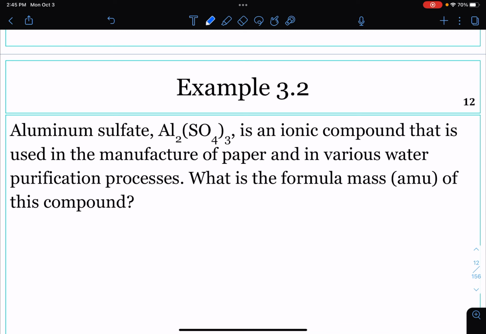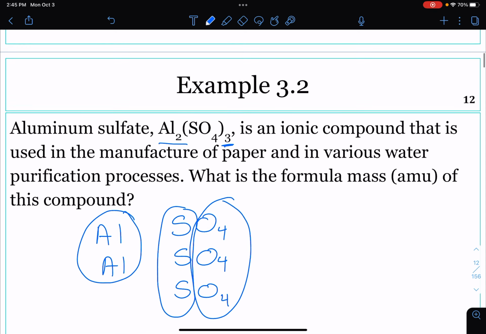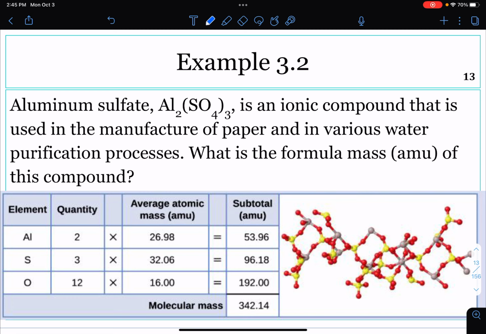This one may have been a little bit tricky because of the parentheses and the subscripts. So let's break this down. In aluminum sulfate, we have 2 aluminum atoms. This 3 applies to everything inside the parentheses. We have sulfate, which is SO4 with a 2- charge, and we have 3 of them. So that means we're going to add up the mass of 2 aluminums, and then 3 sulfurs, and then 12 oxygens. And this gives us an answer of 342.14.